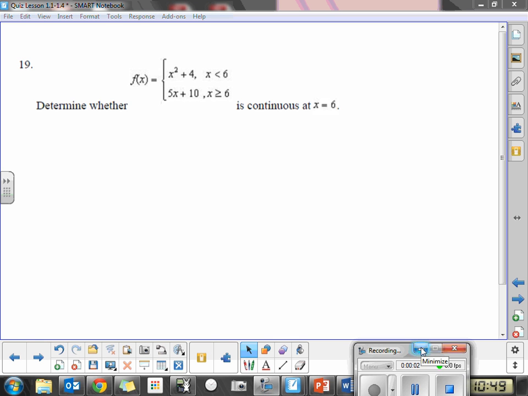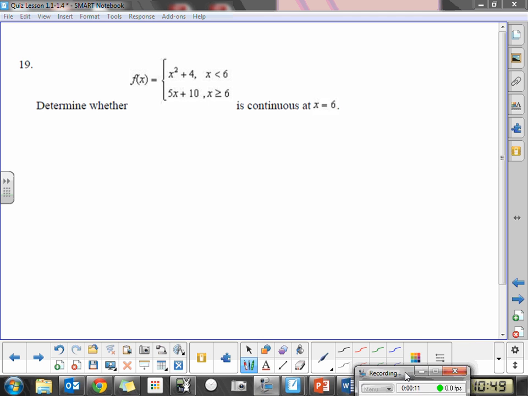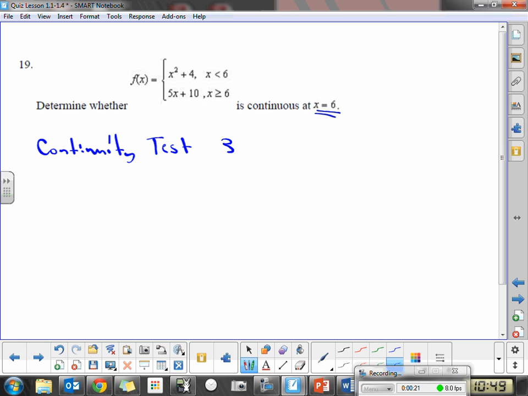And number 19, determine whether it is continuous at 6. Continuity can only be tested at a specific point, and we're going to test to see if it's continuous at 6. So our continuity test had 3 parts. So it's a 3-part test at a minimum.